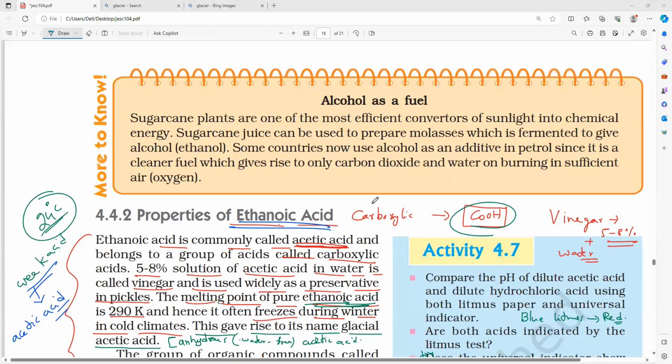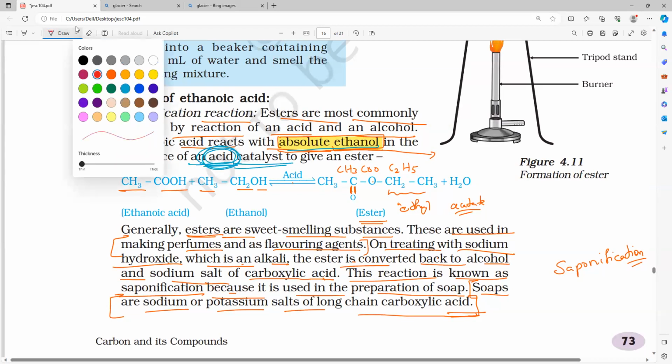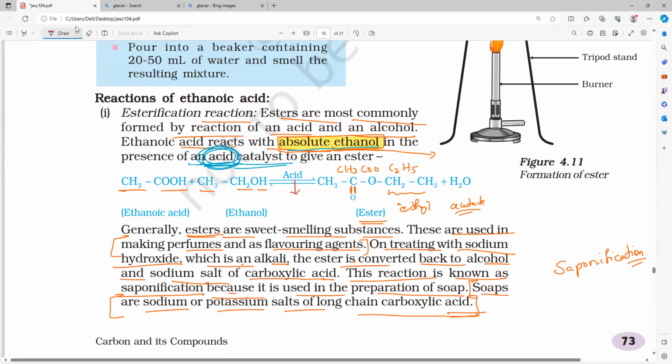So this ethanoic acid reacts with absolute ethanol in the presence of a catalyst. Who is the catalyst here? Can anybody tell? An acid catalyst. Who is that catalyst? Sulfuric acid. Concentrated sulfuric acid. Write it: concentrated sulfuric acid. Clear?